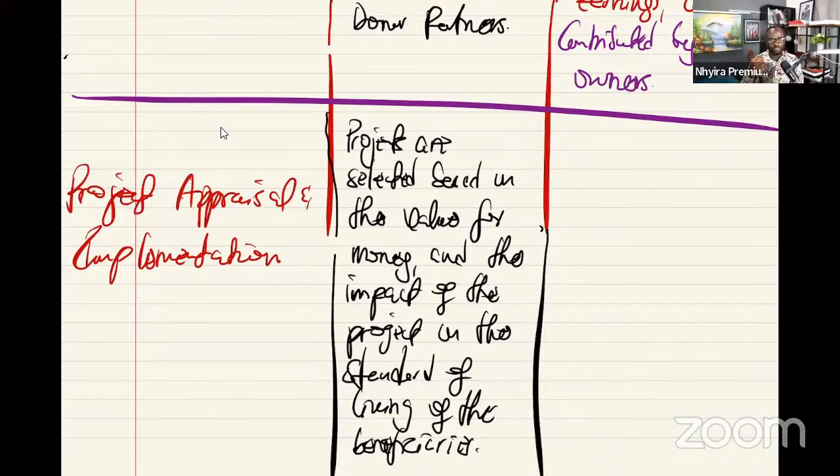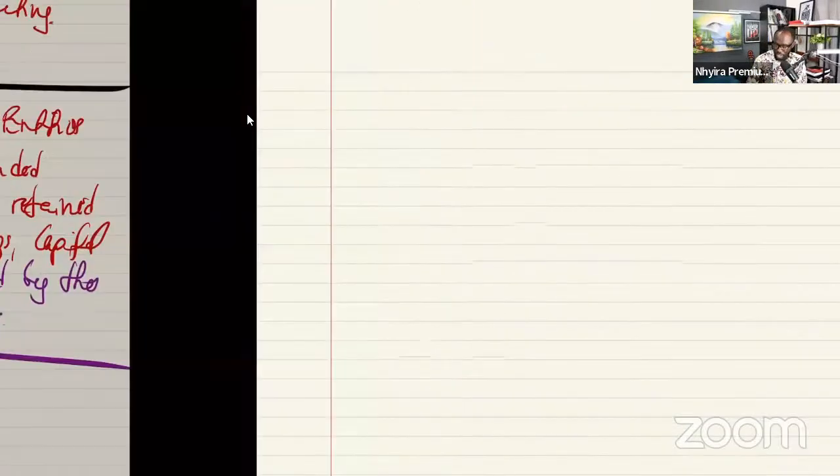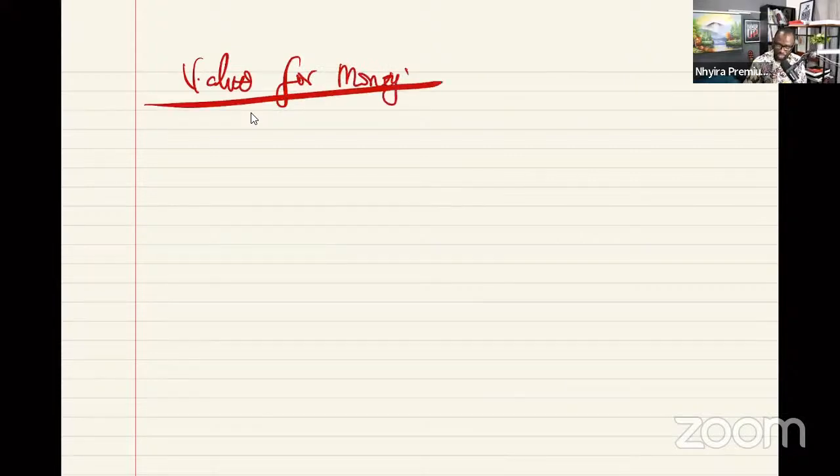Okay. Then value for money. The concept of value for money has to do with the 4 E's. So in the public sector, when government is undertaking a project, government looks at value for money ultimately. Every government expenditure must achieve value for money.